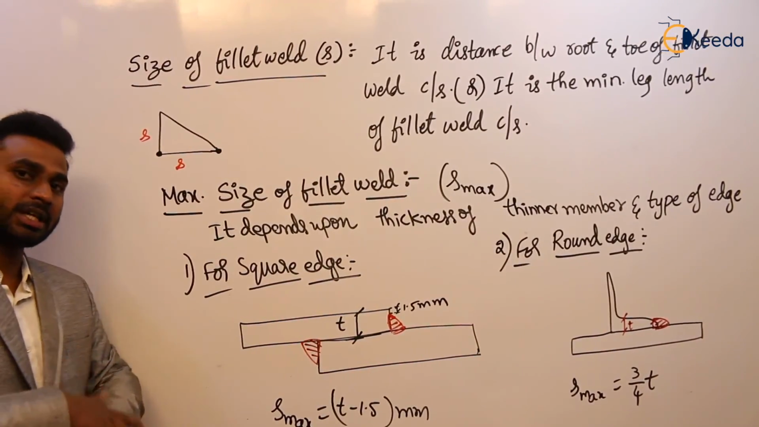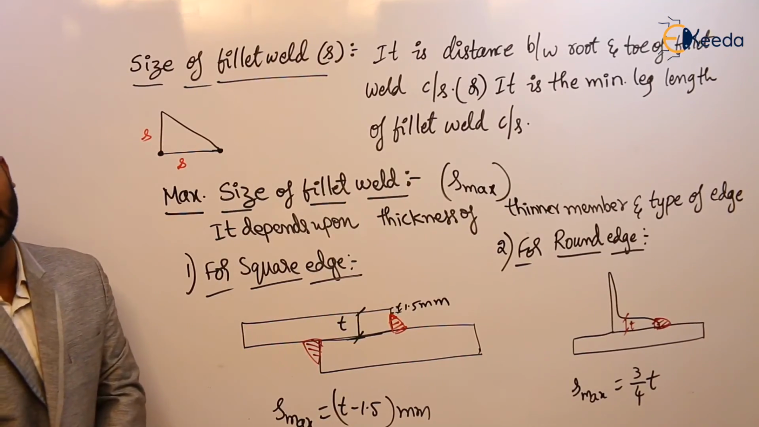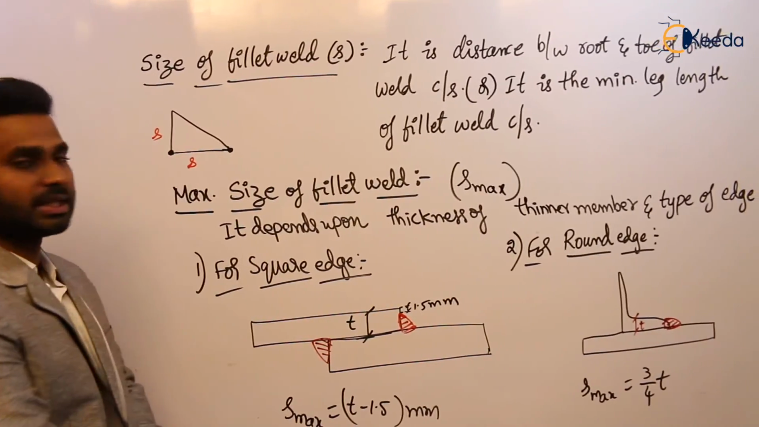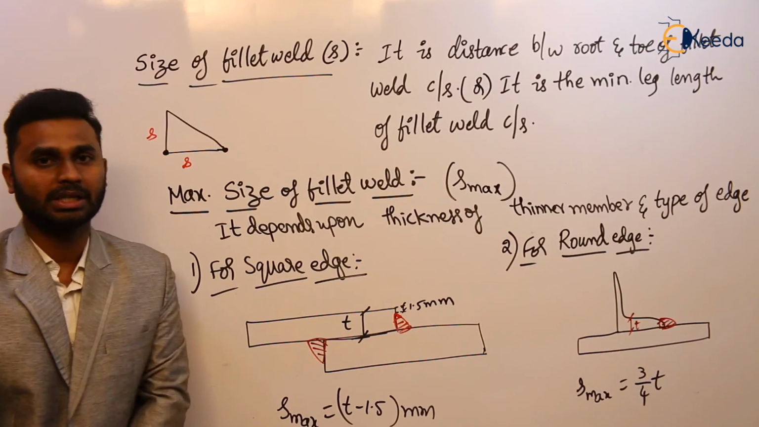So we have discussed the provisions regarding the minimum size of the weld and the maximum size of the weld. Clear? So this is about the size of the weld. Next, terminology in this cross section.